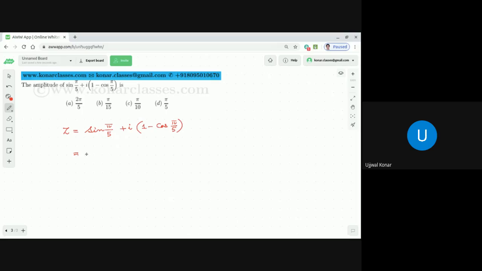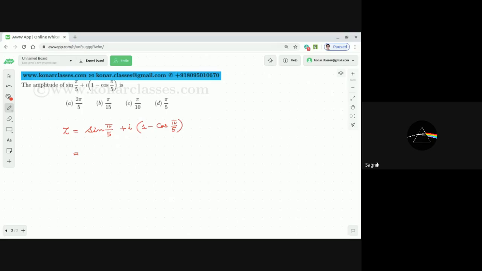All of you got my point, dear students? And cos pi by 5 is also positive, but its value is always less than 1. So 1 minus cos pi by 5 is definitely positive. So we understood one thing, that this is in the first quadrant. As it is in the first quadrant, it is very simple. What is the amplitude of z? It is tan inverse of (1 minus cos pi by 5) by sin pi by 5. Correct or not? Without touching the pen and paper.